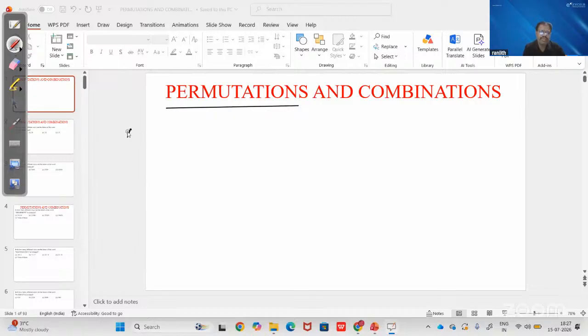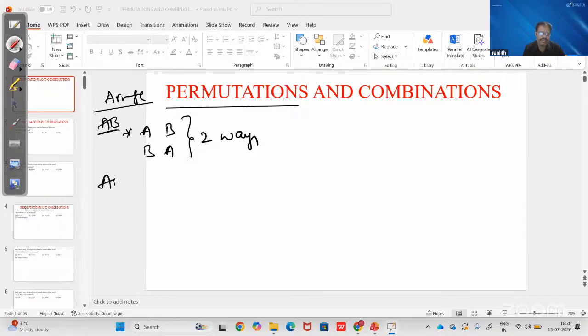So here we have two letters, A, B. How can we arrange A, B? A and B can be arranged as A, B or else B, A. In how many ways can we arrange? Two ways. Next, A, B, C. In how many ways can we arrange A, B, C? ABC, ACB, BAC, BCA, CAB, CBA. So in total we get 6.